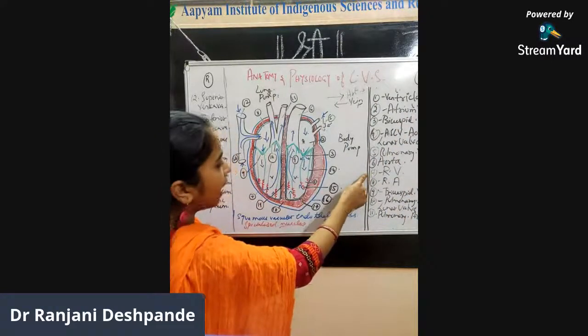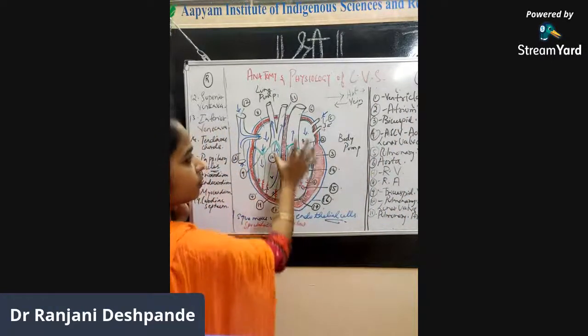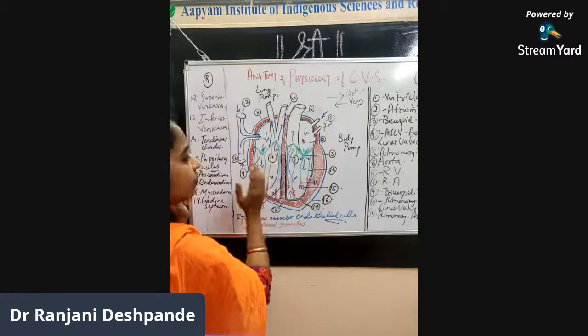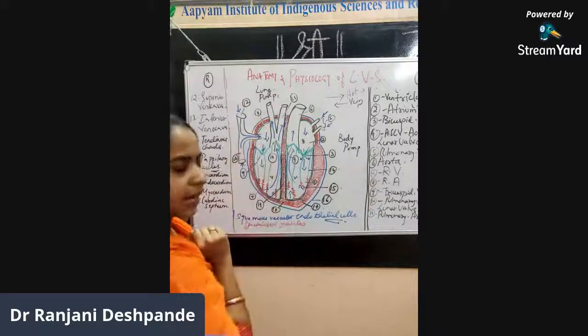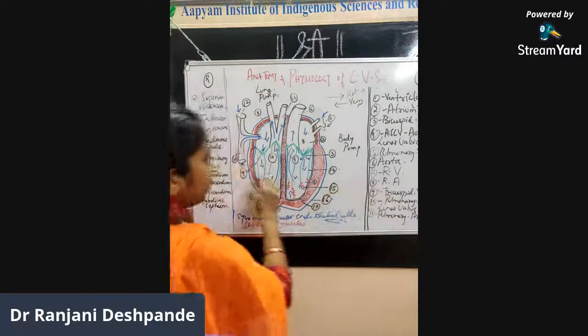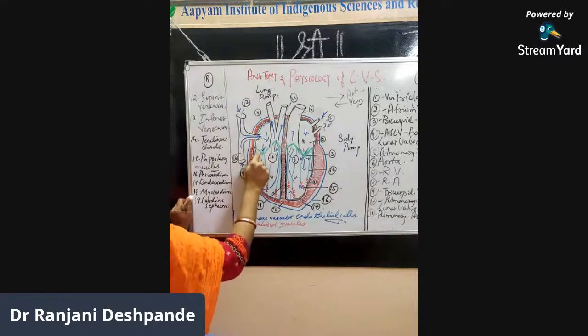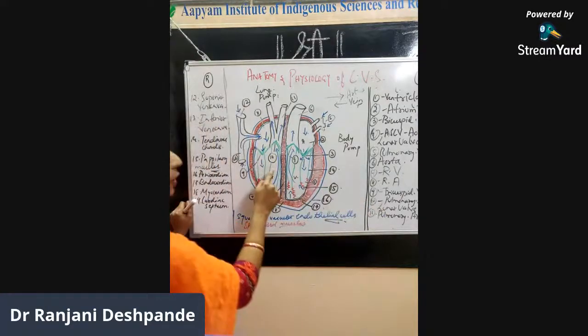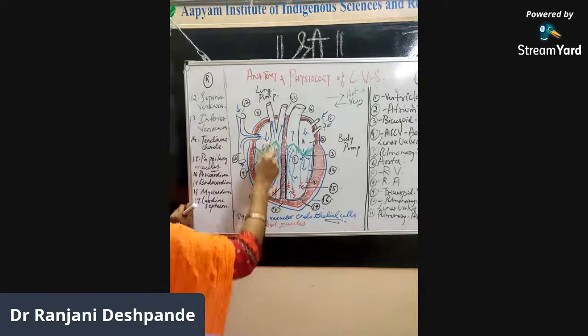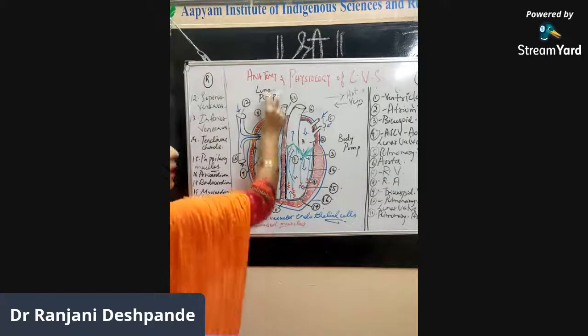Next 7, we have the right ventricle. So this completes the left part of the heart. Then we have the right ventricle and the right atrium, 8. 9, we have the tricuspid valve, which is the valve between the right atrium and the right ventricle. And then we have the pulmonary semilunar valve, which is between the right ventricle and the pulmonary artery that leaves the right ventricle.